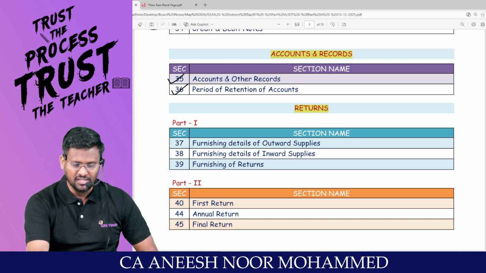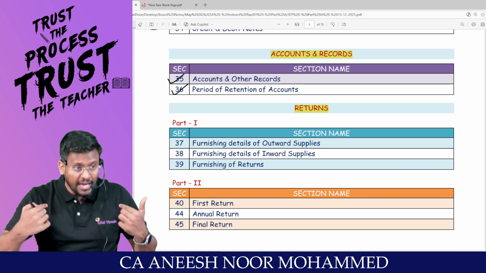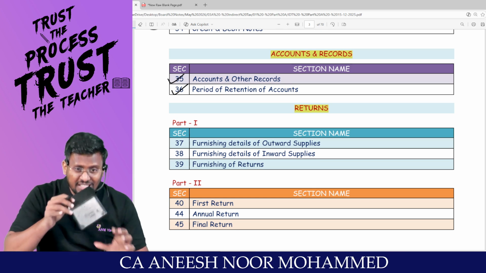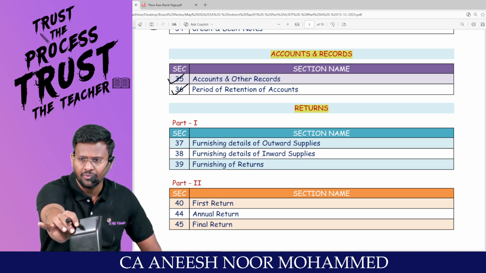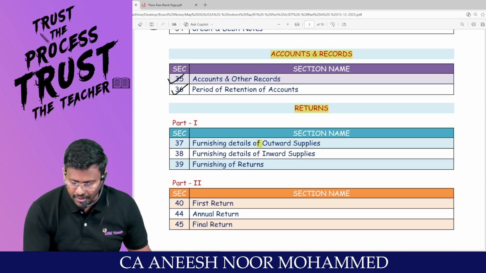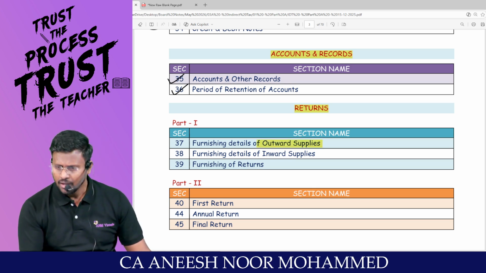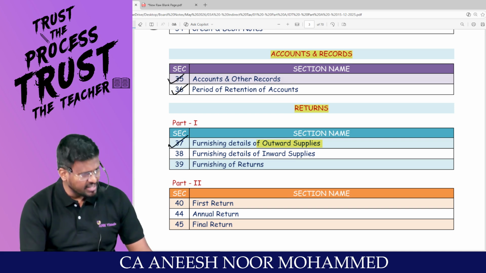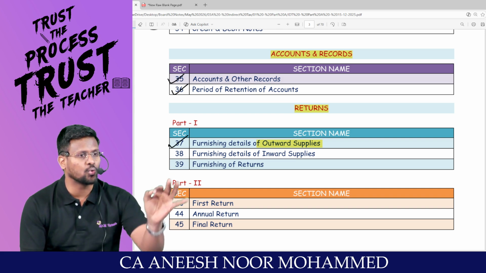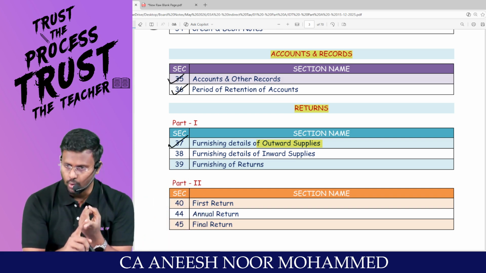Let me ask you a question. Think from the angle of A&M. I am a seller of calculators. So, I am selling calculators to the students. Selling a calculator is an outward supply. Am I right? So, section 37 is saying that you have to provide all the details of your outward supply. How many calculators did I sell?